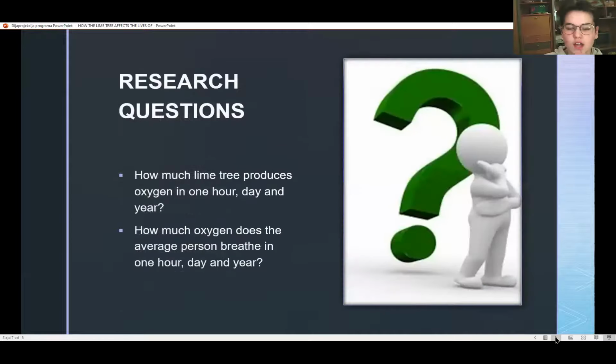So the questions I asked myself when I wanted to do this project are: how much oxygen does a lime tree produce in 1 hour, 1 day, and in 1 year, and how much oxygen does the average person breathe in 1 hour, 1 day, and in 1 year.